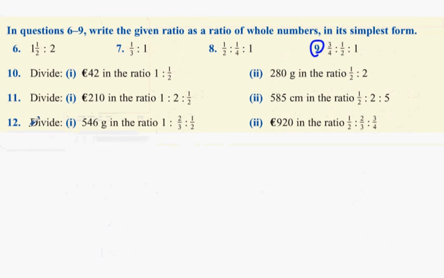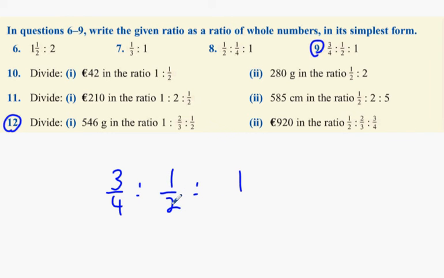Question 9 followed by question 12. Okay. Question 9 has the ratio 3/4 is to 1/2 is to 1. If I give them all the same denominator, you looking, guys? Give them all the same denominator, it becomes really easy.